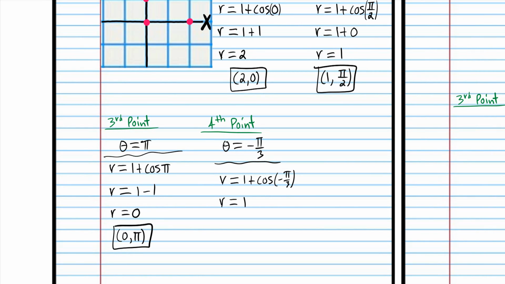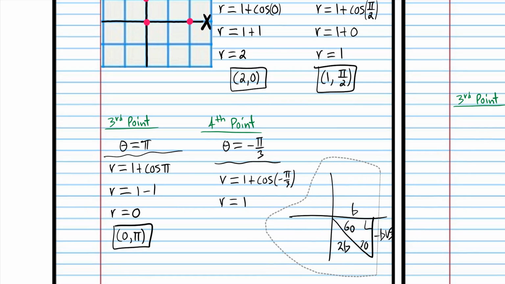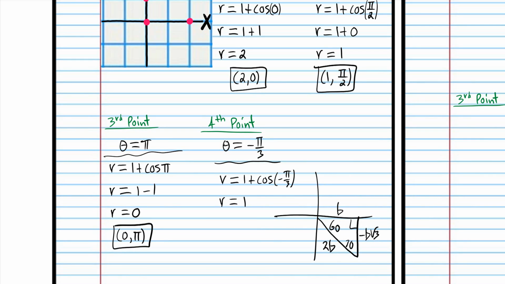Now cosine negative pi over 3, that's negative 60 degrees. So I'll be down here. That's a 30-60-90 degree triangle. This side is negative b root 3. This side is b. This side is 2b. This is all stuff that you need to do in your head. I know that's kind of a tall order, but you've seen this so much that you should be able to visualize this in your head.